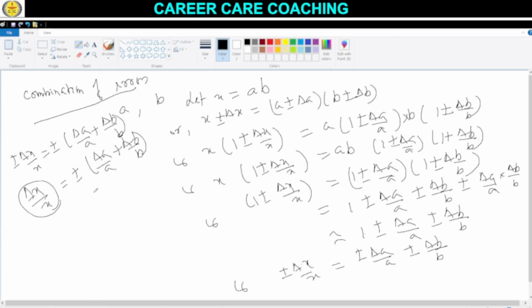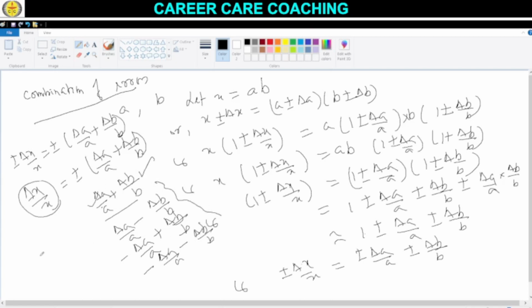This may be your delta A by A plus delta B by B. This is one value, and another value is delta A by A minus delta B by B. Another value is minus delta A by A plus delta B by B. Another value is minus delta A by A minus delta B by B. So amongst the four values, we may write the maximum value of error, that is delta X by X, is equal to plus or minus delta A by A plus delta B by B. So this is the maximum error in a product.